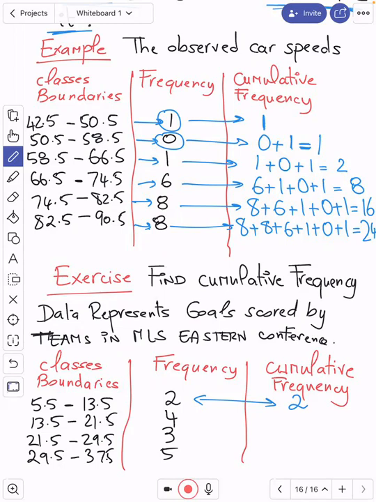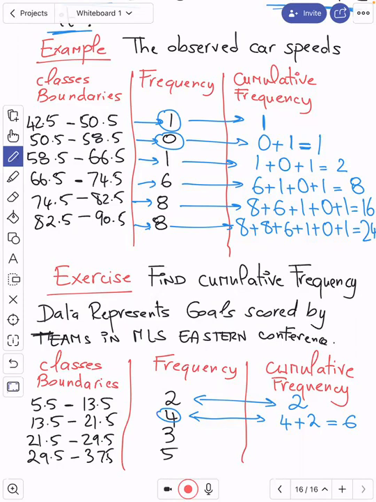Now, for the second class, the cumulative frequency would be the frequency of the second class, which is 4, plus the frequency of the class before it. Before the second class there is one class, the first class, and its frequency was 2. So that will be 4 plus 2, and that will be 6. So the answer is actually 6. Yeah, Kathleen, absolutely. 2, 6, 9, 14. That's absolutely the answer.